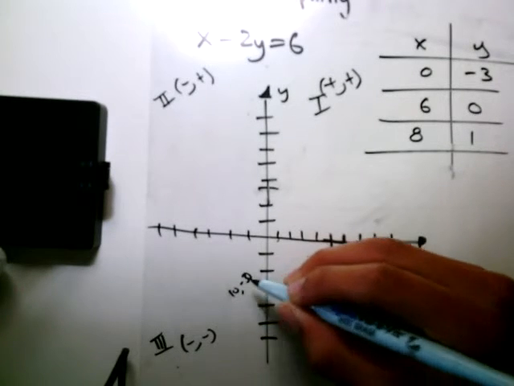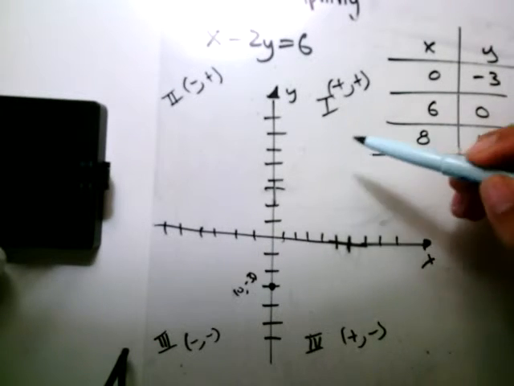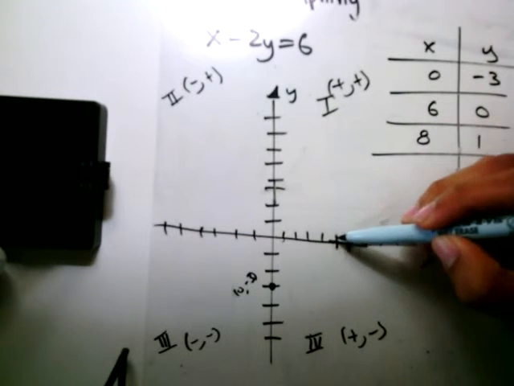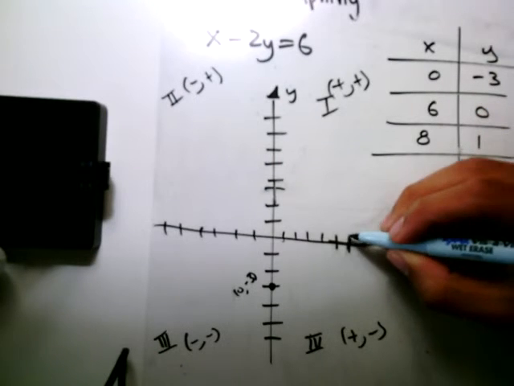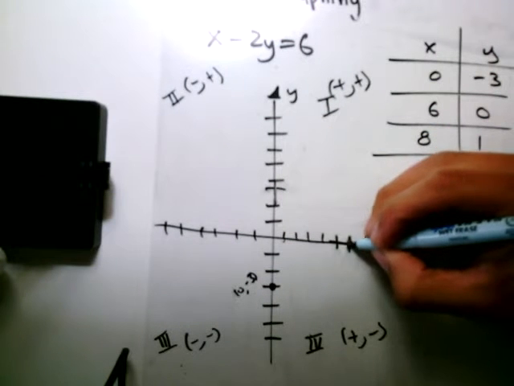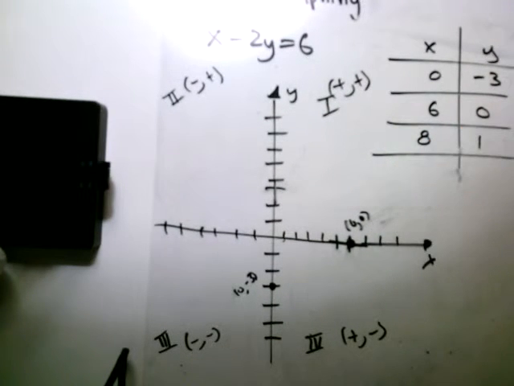(0, -3). Next, our next point is (6, 0). So we find 6 on the x-axis. 1, 2, 3, 4, 5, 6. And then we adjust by our corresponding y, which stays at 0, and 0 on the y-axis is right here. So we have (6, 0).